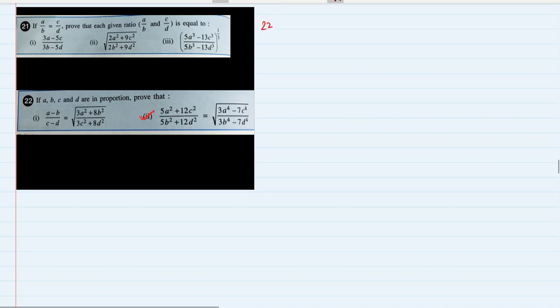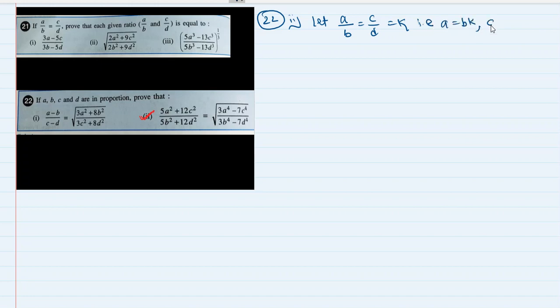Okay, so question number 22, second one. What they have given: A, B, C and D are in continued proportion and we have to prove this. So we know that we have to take it as let A by B is equal to C by D is equal to K. That is A is equal to BK and C is equal to DK. Cool. Okay, what next?